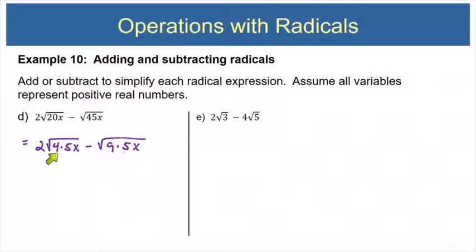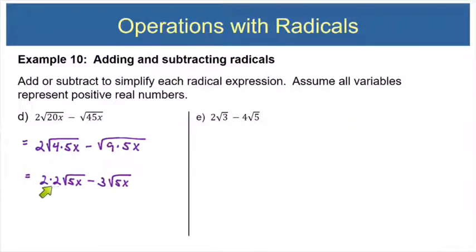Okay, so now back to this first radical. The square root of 4 is 2, and that's going to come out here. So I'm going to have this 2, and then I'm going to have the square root of 4, which is going to make another 2, and then this 5x will stay under the radical. And then we'll have minus the square root of 9, which is 3, times the square root of 5x. So the square root of 9 that you see here became 3, and then this 5x stayed under the radical.